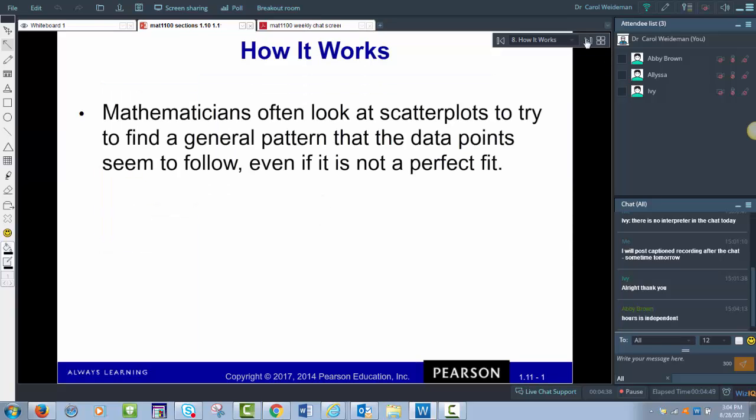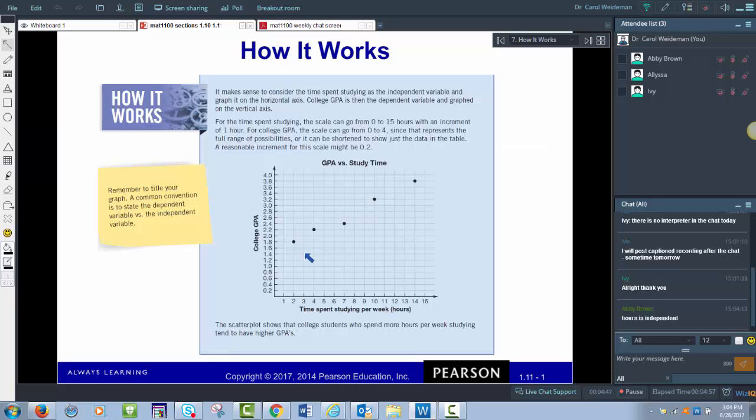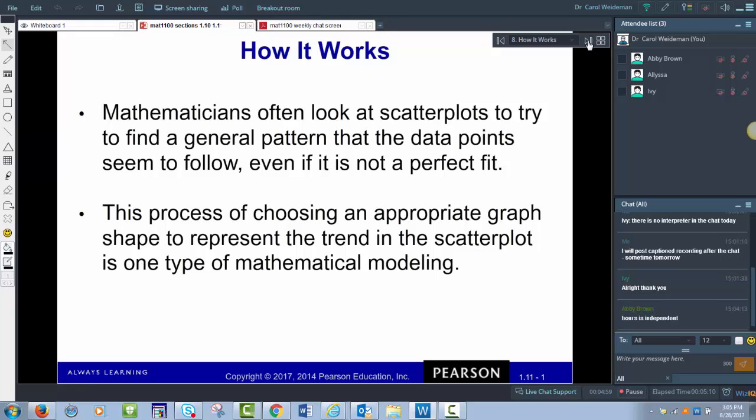Mathematicians often look at scatterplots to try to find some kind of a pattern that the data points seem to follow, even if it's not perfect. If we go back to the example we just looked at, we could almost drop a straight line across the values. It's not going to fit perfectly, but it looks like what we would call a linear relationship. It follows a straight line. Again, not perfectly. And the process of choosing the appropriate graph is what we call mathematical modeling.